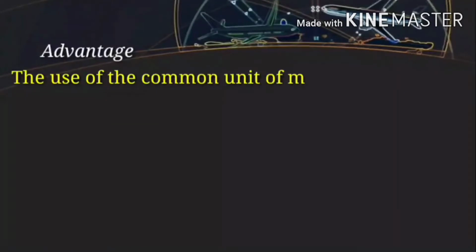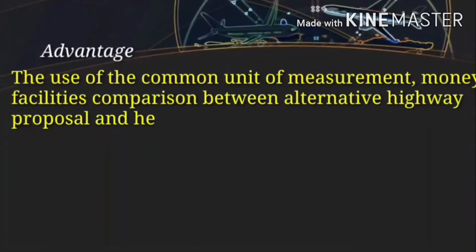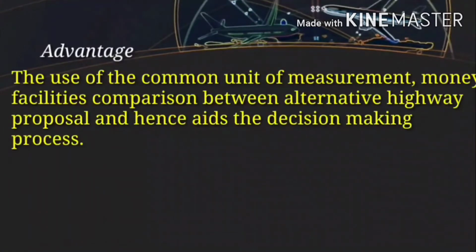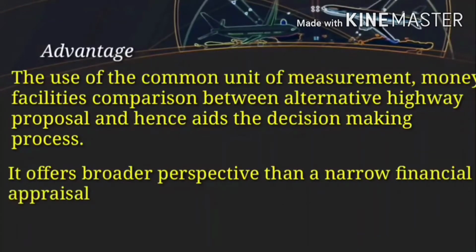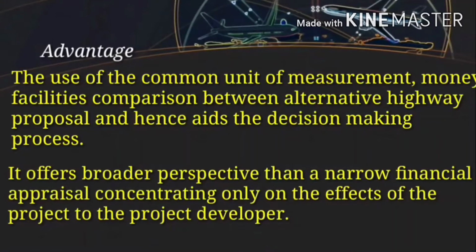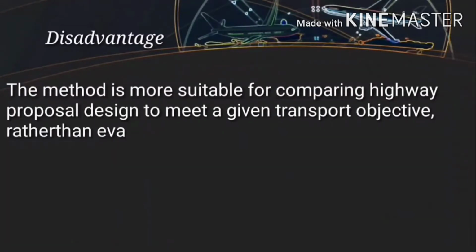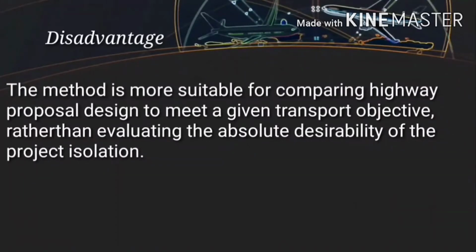Advantage: the use of a common unit of measurement, money, facilitates comparison between alternative highway proposals and hence aids the decision-making process. It offers a broader perspective than a narrow financial or investment appraisal concentrating only on the effects of the project to the project developer. Disadvantage: the method is more suitable for comparing highway proposal designs to meet a given transport objective rather than evaluating the absolute desirability of the project in isolation.